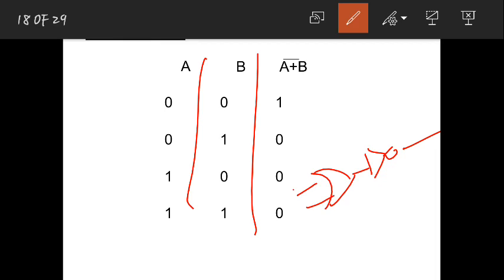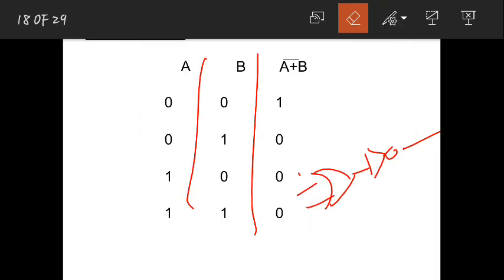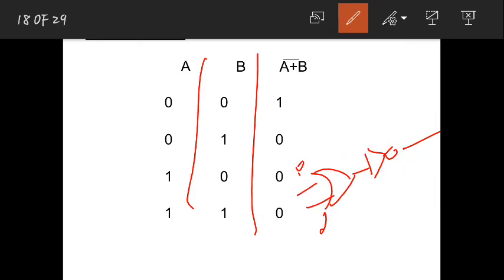When A and B are two inputs, and you give 0 and 0, then for an OR gate the output should be 0, because if any one input is 1, then the output should always be 1, or else 0. So when you have 0 plus 0, you will get the answer as 0, but whenever it passes through this NOT gate, this will become 1.